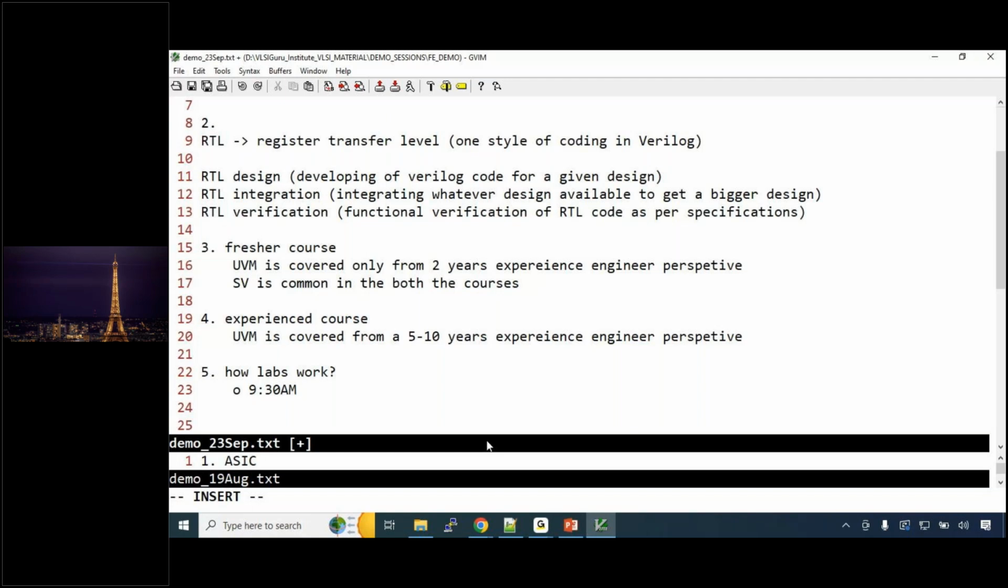Plus or minus 1 hour. It may start at 9, it may start at 10 or 10:30, because rooms and trainers we have to manage, right? But you can take it roughly as 9:30 a.m. The theory session will happen from 9:30 a.m. to 11 a.m.